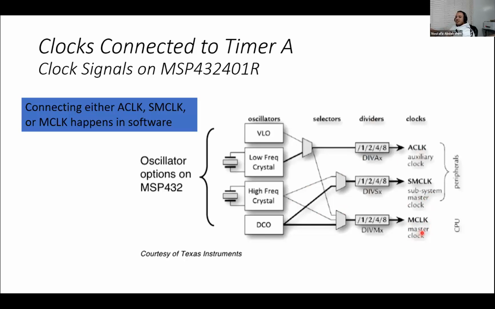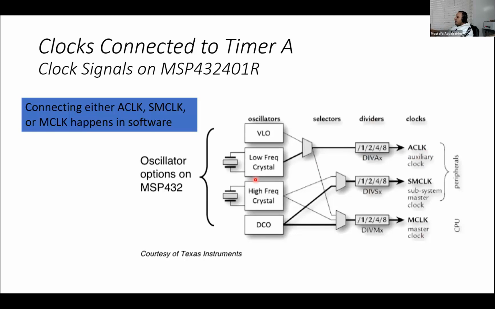Another clock is called the master clock, and the master clock usually clocks the execution of the program itself. The submaster clock, as the name suggests, may be the same as the master clock, or even smaller than the master clock. Both are usually in megahertz. The auxiliary is usually very slow, in kilohertz.